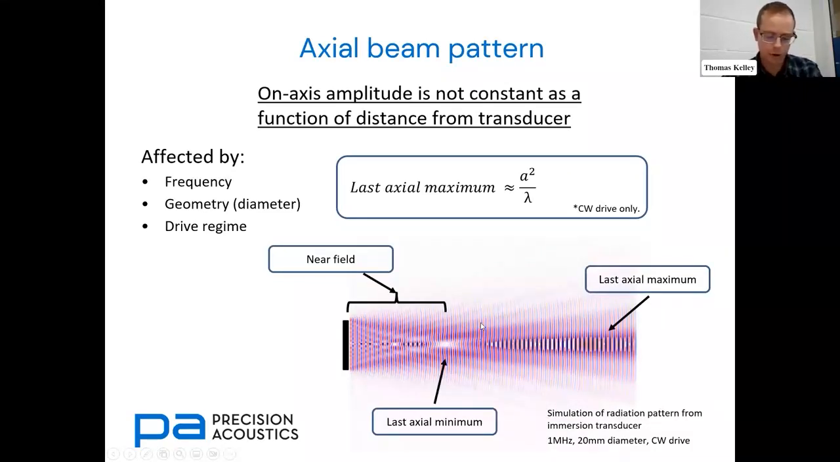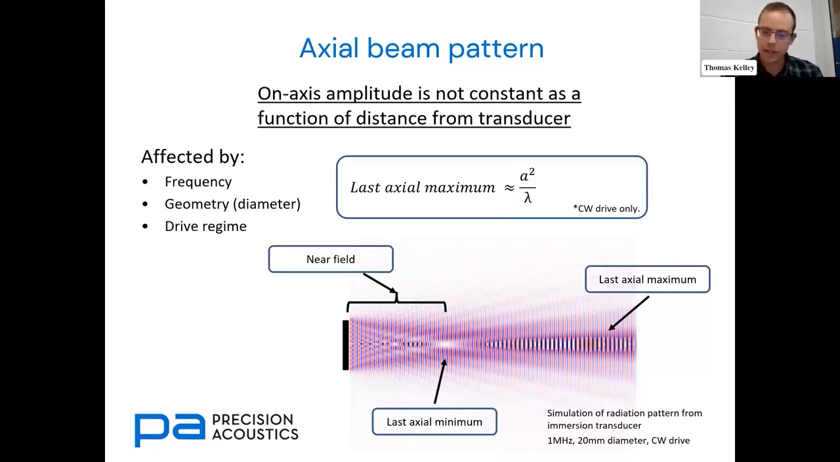So the complicated looking portion of the field near the transducer, that's the near field. In this region, the transducer's field is indeed quite complex. Both the axial and the transverse profiles are not necessarily smoothly varying. So the last axial maximum here is also considered as the end of the near field and the beginning of the far field. In the far field, the beam shape is much more well defined in all axes.